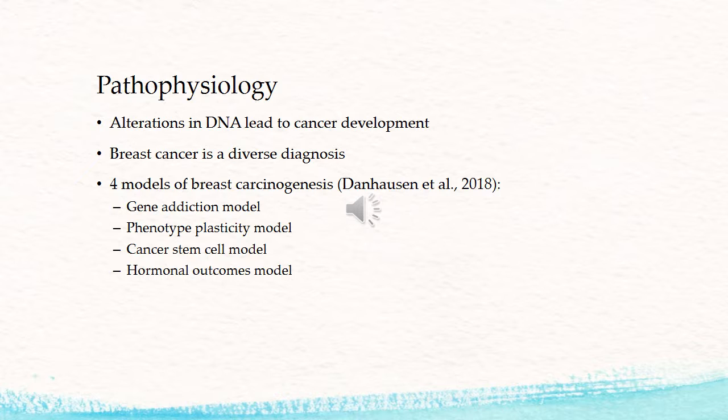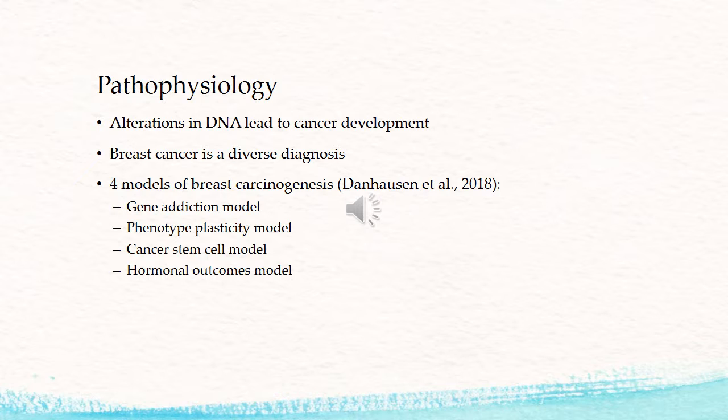There are 4 models of breast cancer carcinogenesis. There is the gene addiction model, the phenotype plasticity model, the cancer stem cell model, and also the hormonal outcomes model. The gene addiction model states that genes are primary influences for cancer development, whether the genes are oncogenes, which can initiate cancer growth, or non-oncogenes, which are genes that do not directly cause cancer cell development, but their activation or inactivation may facilitate cancer growth.